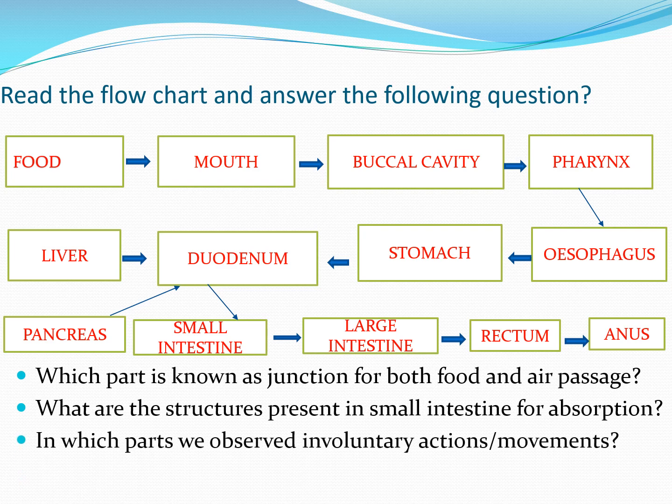Next, in which parts do we observe involuntary actions or movements? Esophagus, small intestine, large intestine. These are the parts that show involuntary movements through peristalsis. Last question, name the sphincter present in the stomach. Here, in between the stomach and duodenum, the first part of the small intestine, a sphincter called the pyloric sphincter is present. So, the pyloric sphincter is present between stomach and duodenum.